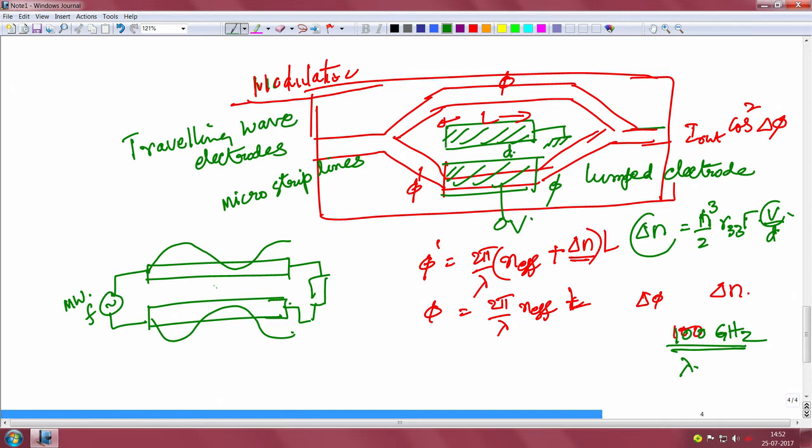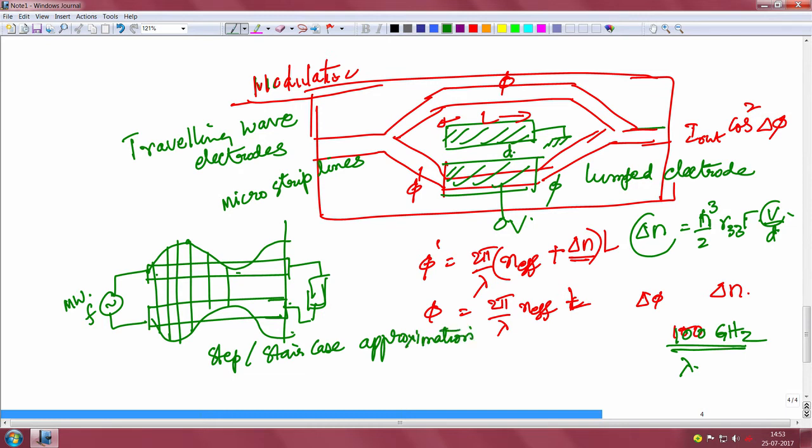microstrip lines will determine how the field is distributed, and at every point there is a different value of the electric field. So, at each point the electric field is varying. So, you need to calculate the refractive index variation at each step and then calculate what is the total phase shift. So, you can use a step or staircase approximation for the applied electric field, and then calculate what is the phase shift.